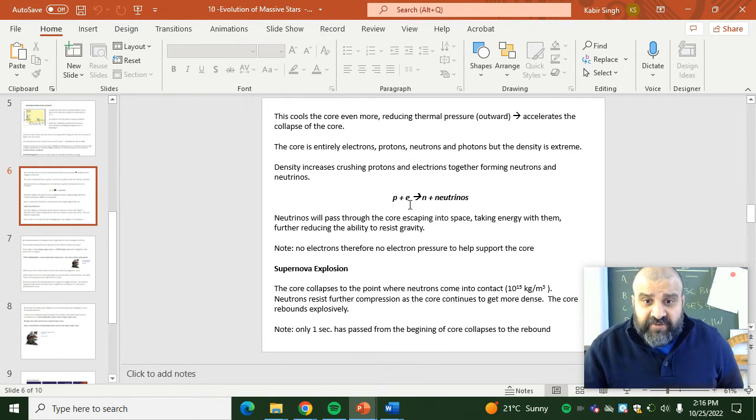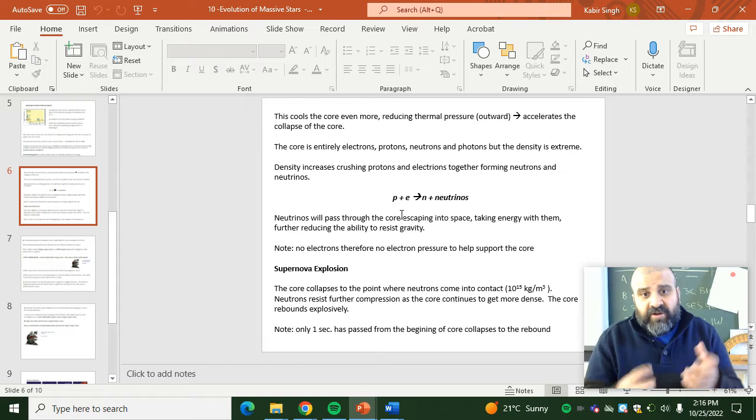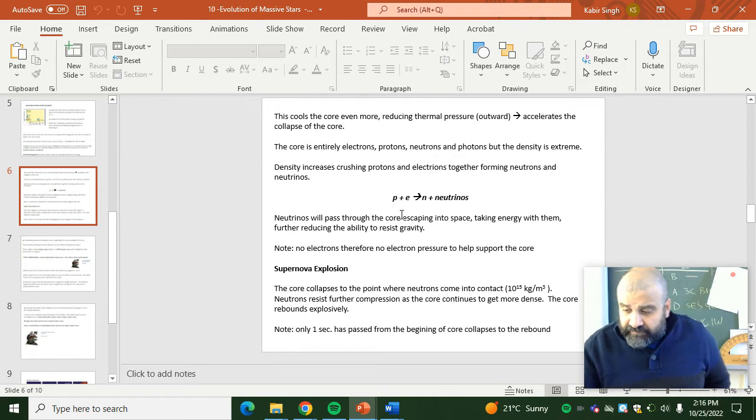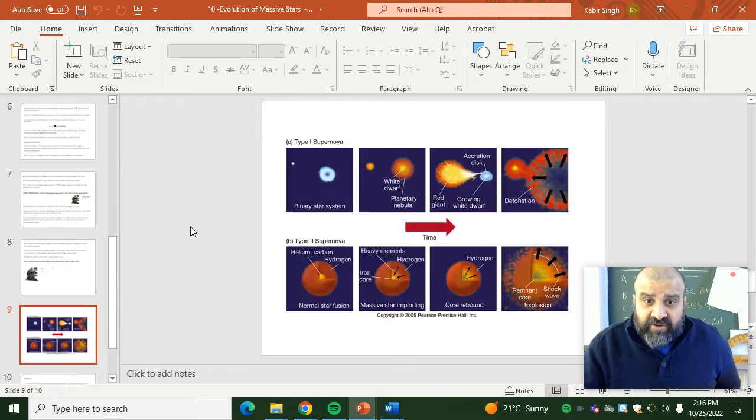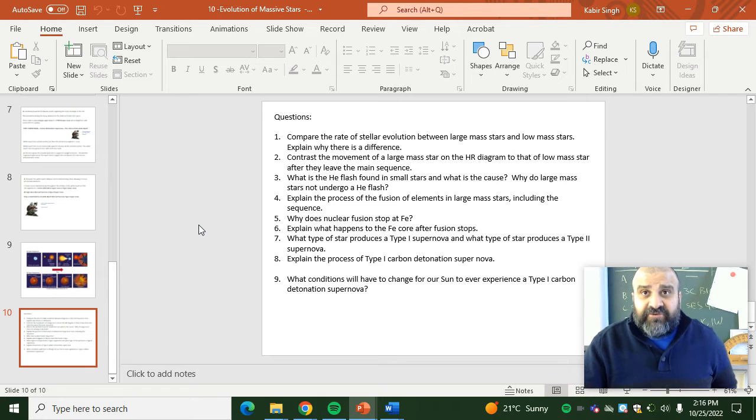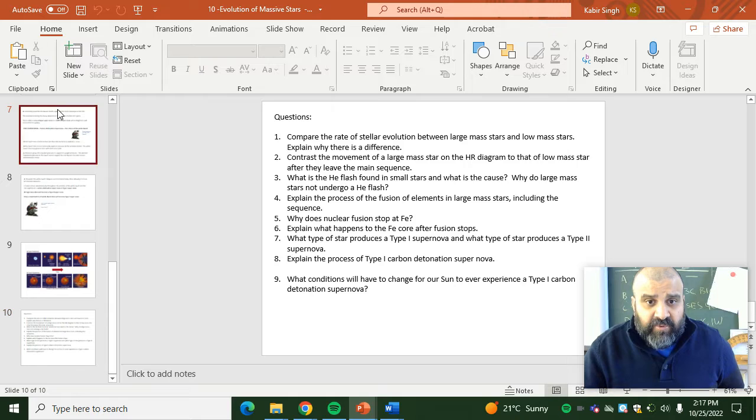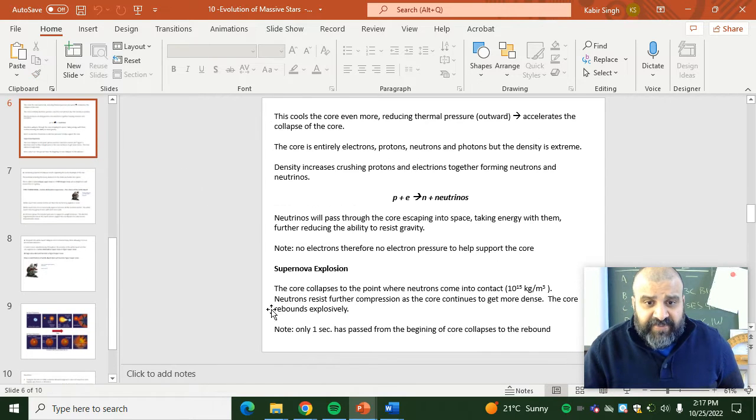The neutrinos will escape the core. They will take energy with them, cooling the core even more. So as the core gets cooler, there's less thermal pressure outwards, and the core collapses even more. That iron core is no longer iron, it's all neutrons and neutrinos, and it just collapses and collapses to a point where it can't be compressed anymore. The neutrons cannot be compressed any further.